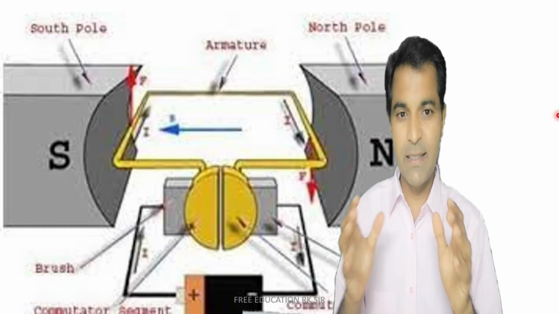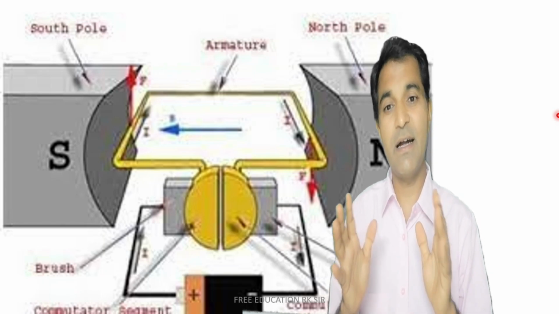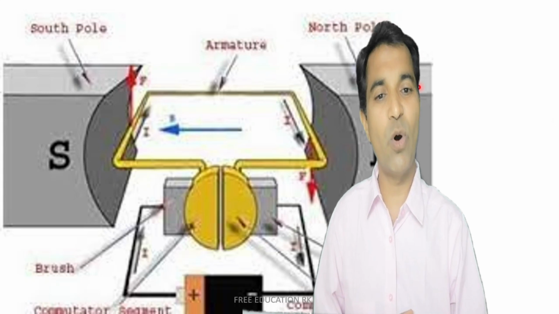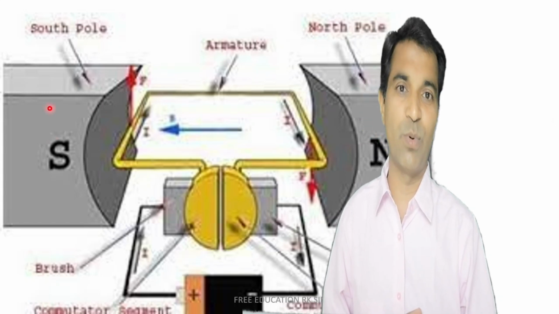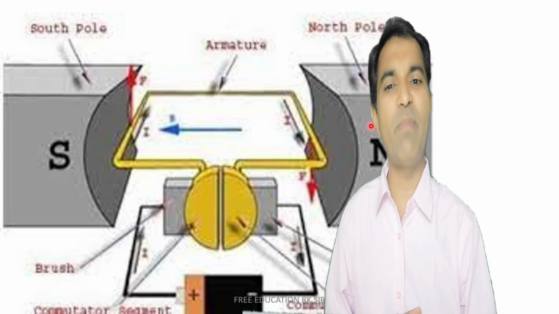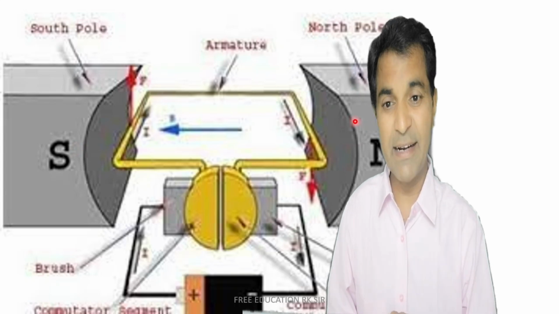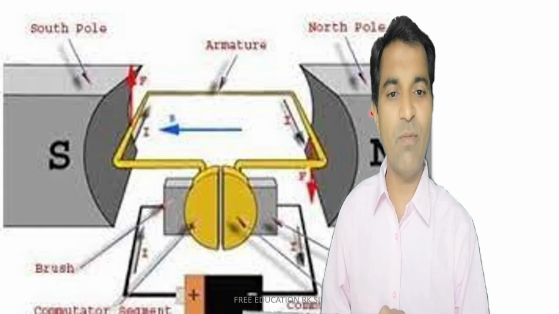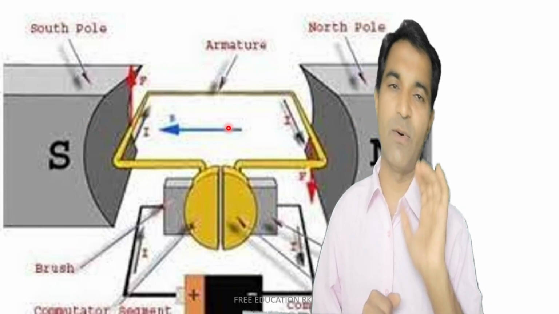So, see, this is the motor. This is the electrical diagram of a motor. It is very clear that this is the north pole and this is the south pole. So definitely the direction of the magnetic lines of force will be from north to south. Direction will be from this north to south.